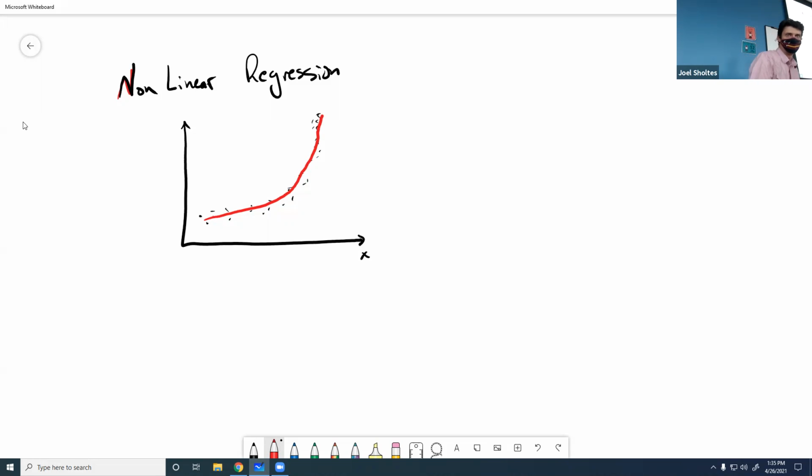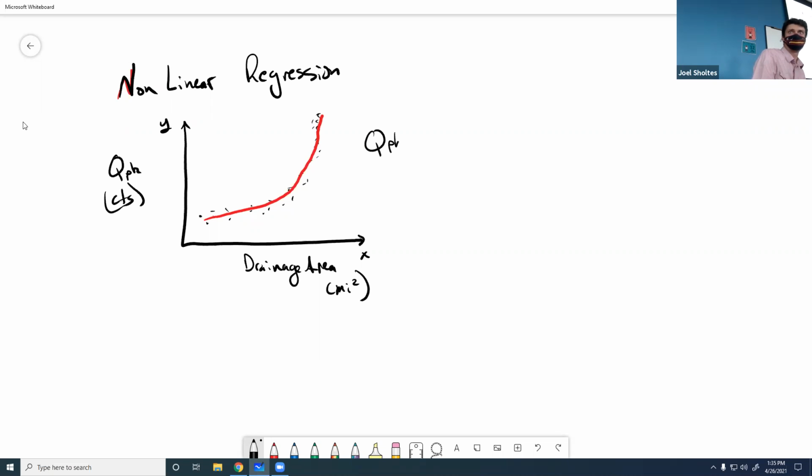And this could be a number of things. The ones I'm familiar with are peak discharge, say in cubic feet per second, and drainage area, say in miles squared. And this is often a power law kind of relationship. So Q peak is equal to alpha drainage area to the beta.